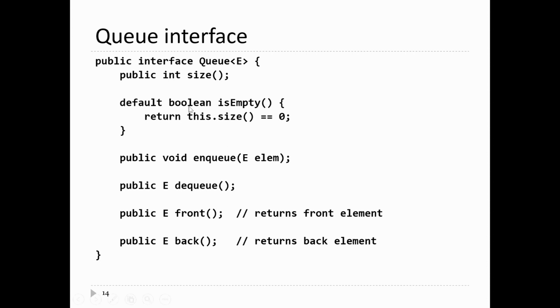Notice that the isEmpty method, we can actually implement it in the interface, because to check if a queue is empty, you just look at the size. The size is a method in the interface, so I'm allowed to use that method if I want to implement the method in the interface. When you implement the method in an interface, you mark it as default. So any class that implements the queue interface gets the isEmpty method for free.